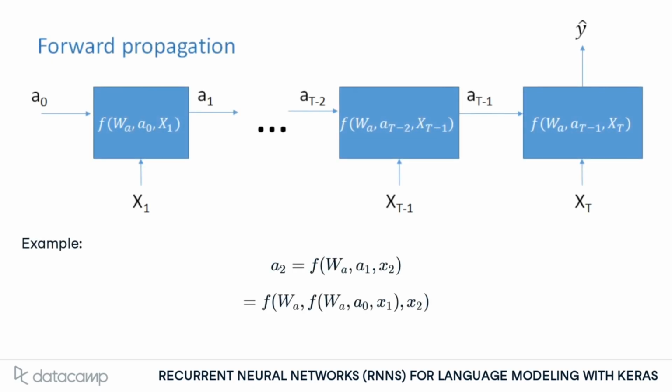In the forward propagation phase, we compute a hidden state A that will carry past information by applying the linear combination over the previous step and the current input.